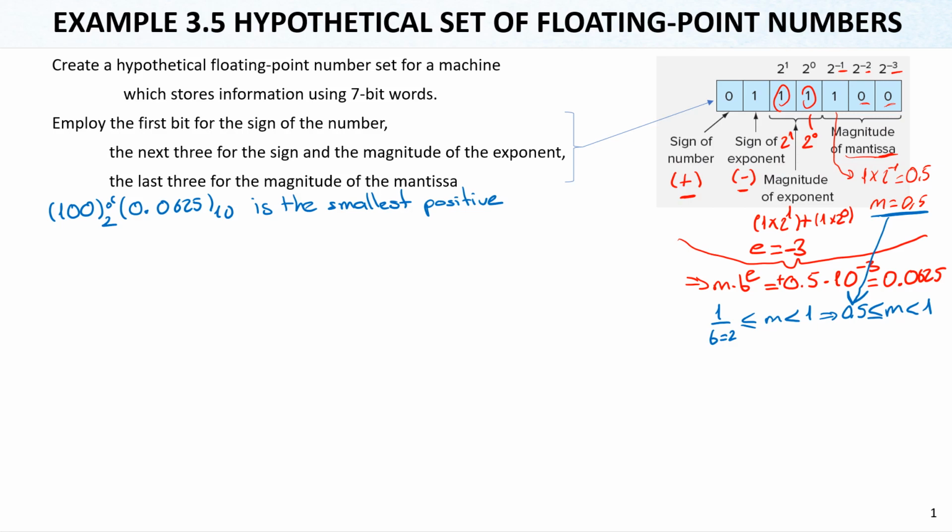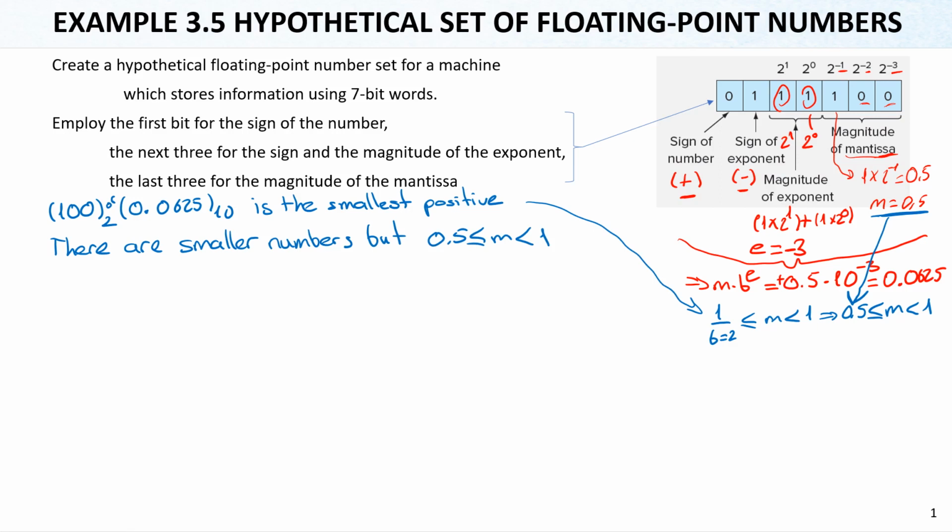But there are smaller numbers, but they cannot be represented. Let's show that. For example, m has to be between these values. So let's show the numbers.